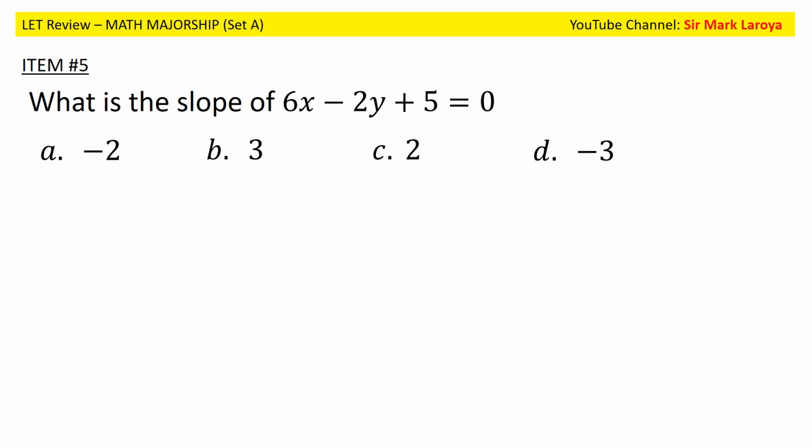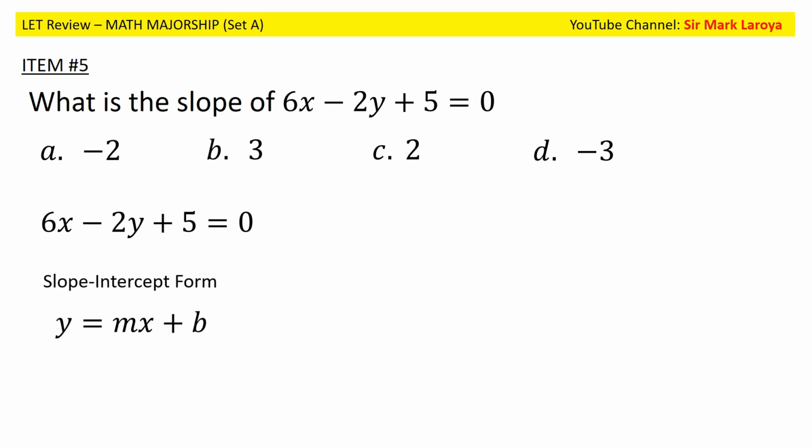Okay, so we have here our expression 6x minus 2y plus 5 equals 0. So, para makuha natin yung slope ng ating expression, pwede natin gamitin yung slope-intercept form wherein ang format nito ay y equals mx plus b. So, yung ating original expression na 6x minus 2y plus 5 equals 0, dapat i-express natin siya sa slope-intercept form.